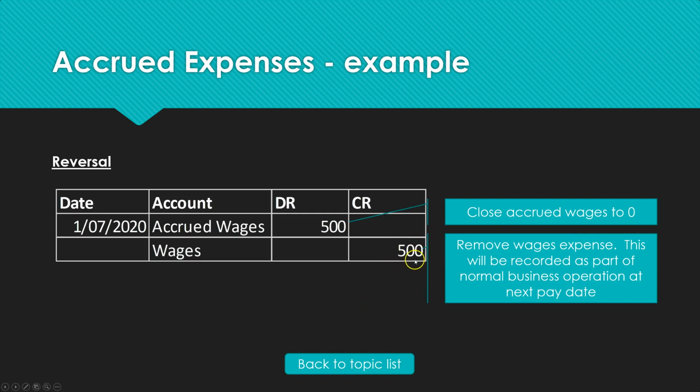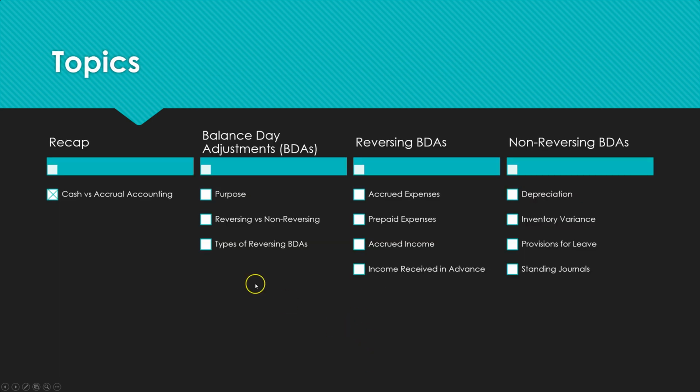So if we left wages expense increased by $500, as we did on the balance day, it would double up when we pay them on the Friday, because we're going to pay them for the full 5 days work. So that's why this is a reversing entry. It really is only needed for the 1 day that we prepare the reports. After that, we undo it and we let normal business operations record things as they will do. Okay, so that's your typical accrued expenses example. Let's head on to prepaid expenses next.